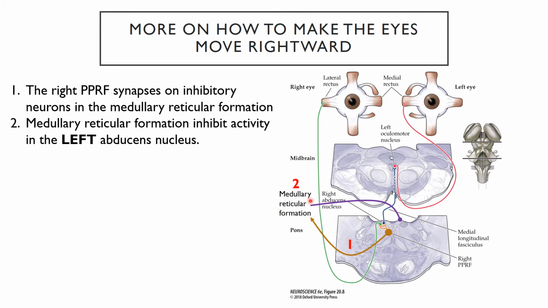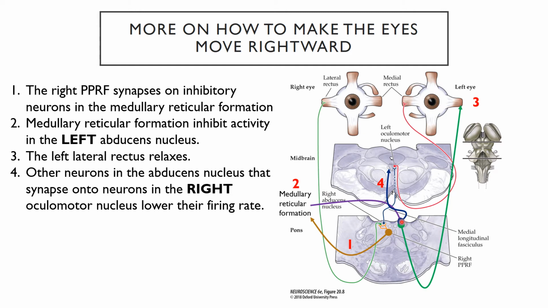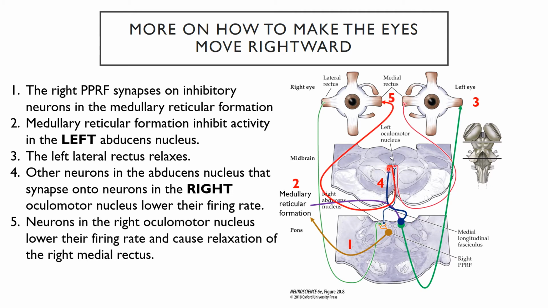So now the medullary reticular formation is going to decrease the firing rate in this nucleus. That means this neuron that innervates the lateral rectus in the left eye relaxes. It's being inhibited by the medullary reticular formation. And remember, there are neurons within the left abducens nucleus that cross to the right and connect to the right ocular motor nucleus. And so then this neuron also decreases its firing rate, which then means that this neuron that's being fed by the left abducens nucleus, now on the right ocular motor nucleus, decreases its firing rate, and then this muscle relaxes.